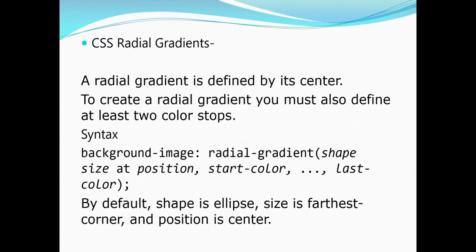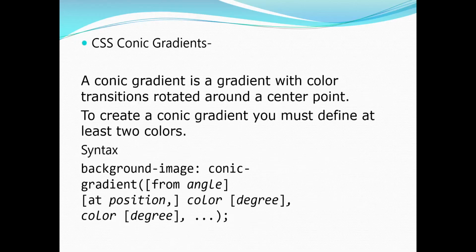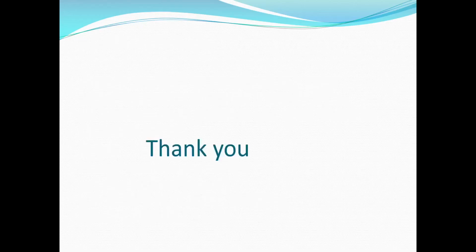Now let's go to the next, that is radial gradients. So in radial gradients, your color starts from the center. You should define two or more colors. The first which you specify, that will be from the center and it will move forward to other colors. The third type is conic. In conic gradients, it is rotated around a center point. In this also you need to specify at least two colors. For everything you need to specify at least two colors.